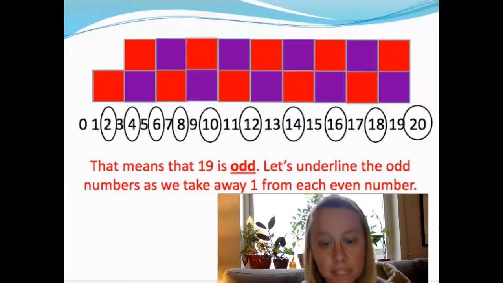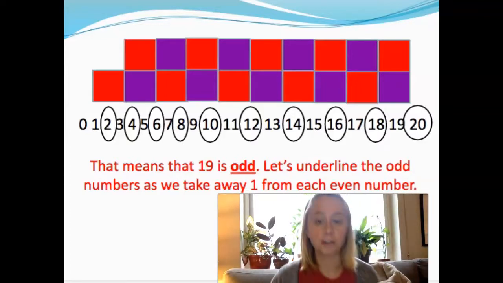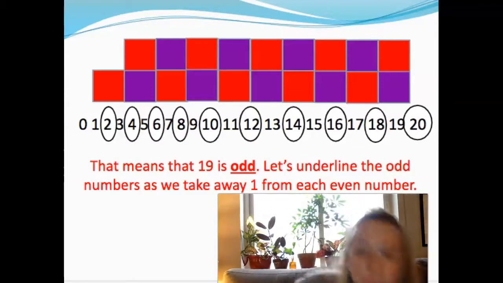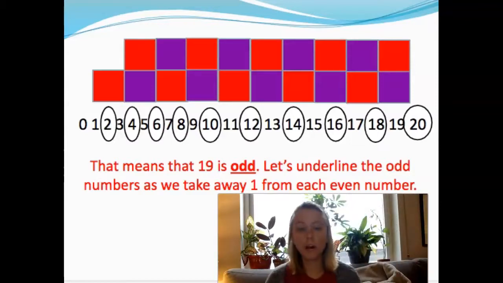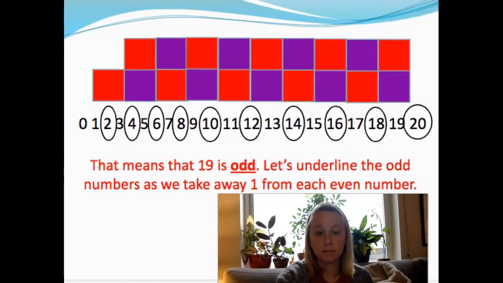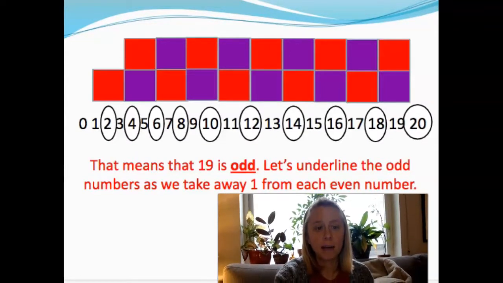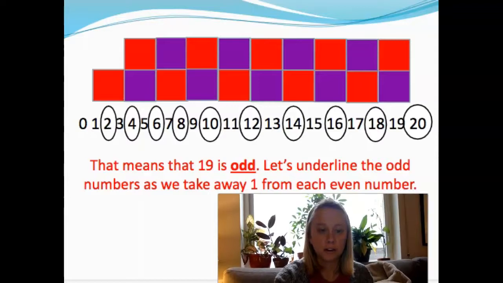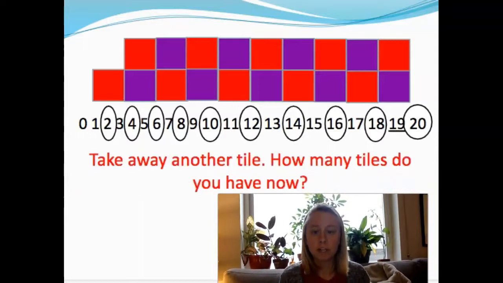So we said that 19 is odd, so we were going to underline it. We're going to underline odd numbers as we take one away from each even number. So we're going to keep doing this until we get down to 0. So let's keep going. I'm going to do a couple with you, and then you can do the rest on your own. Okay, so we took away another tile.